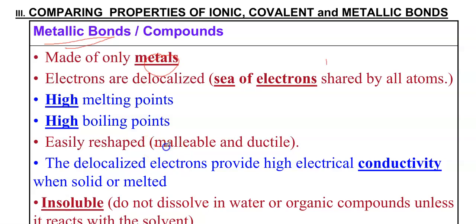These are all properties of metals. They're malleable and ductile. The delocalized electrons provide high electrical conductivity when they are solid or melted. So, you know these are just properties of metals. They're great conductors. And they are insoluble. So if you put a piece of like tin foil, like aluminum foil, in water, it's not going to dissolve.